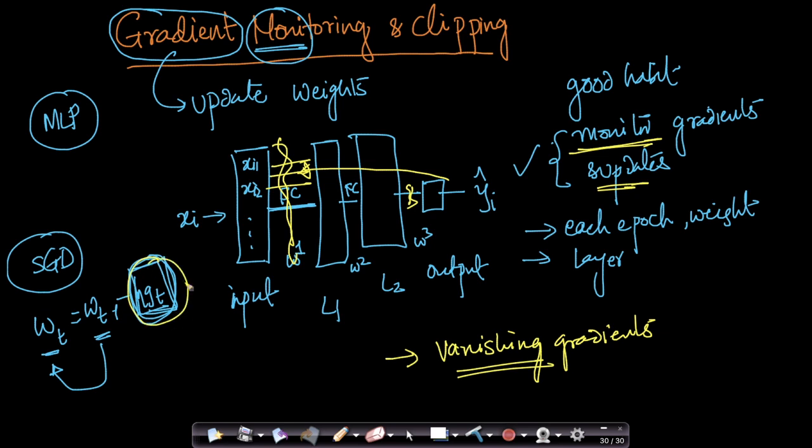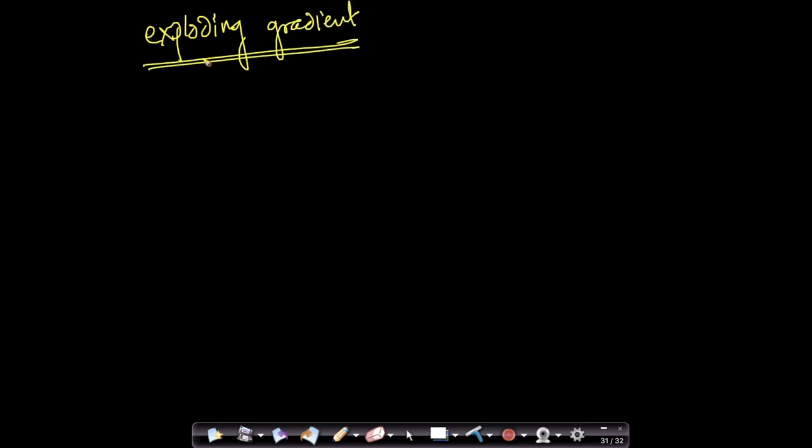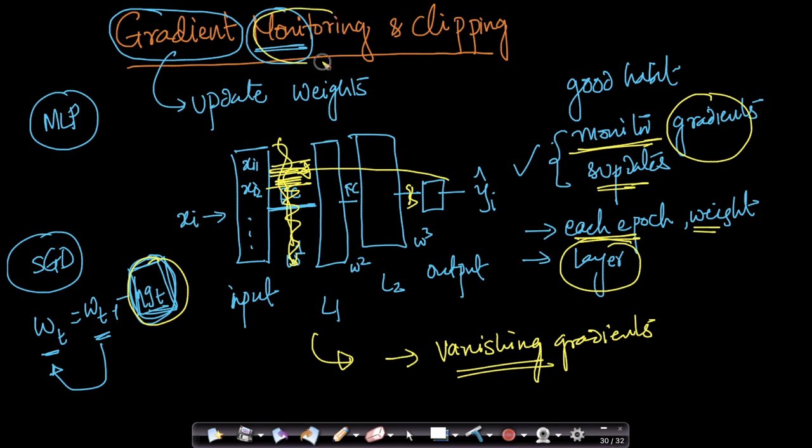This whole term, which we call the update term, you should monitor for each epoch, for each weight, and for every layer. When gradients become too small, especially in the first few layers, that could indicate that you have a vanishing gradient problem. And if the gradients become very large, you could be running into the exploding gradient problem. You have to monitor this to understand what is happening.